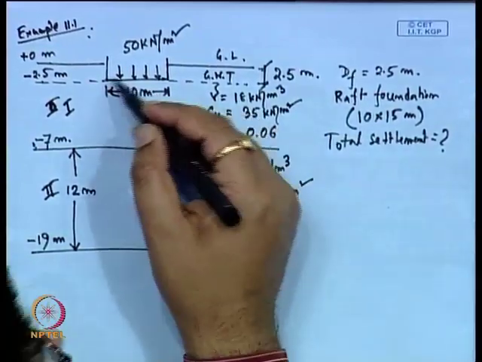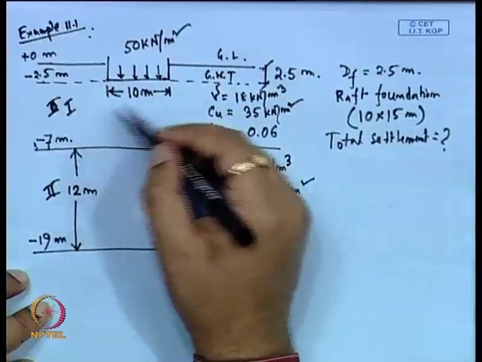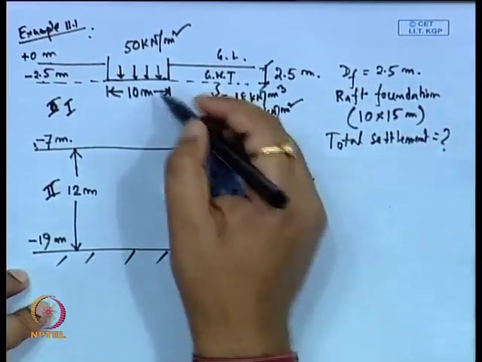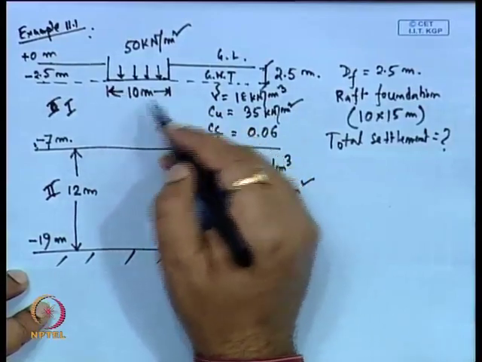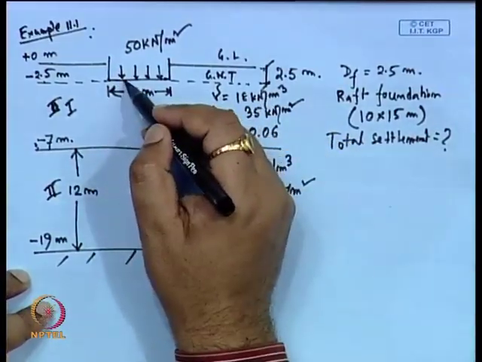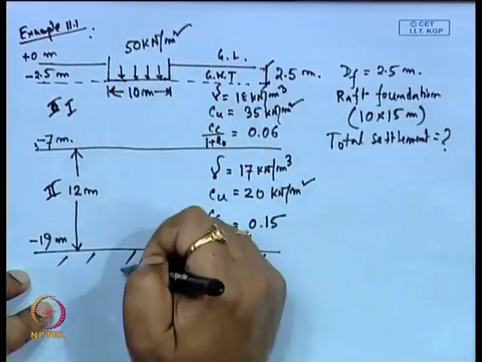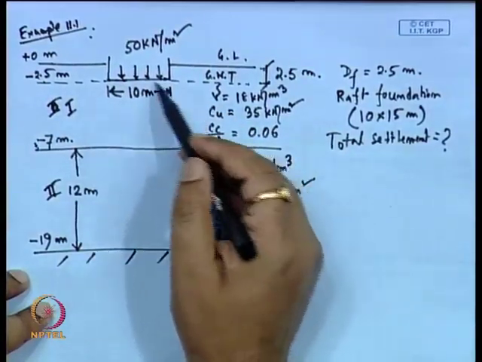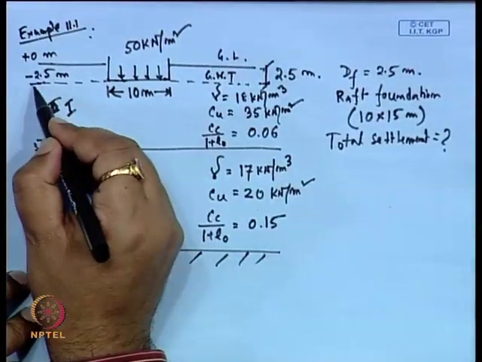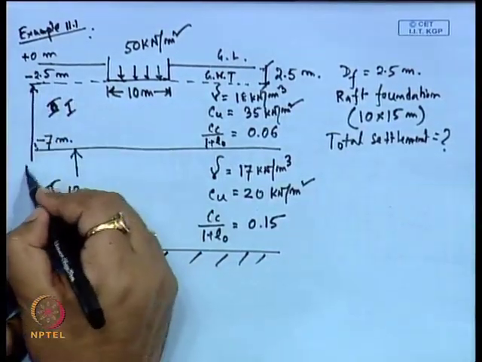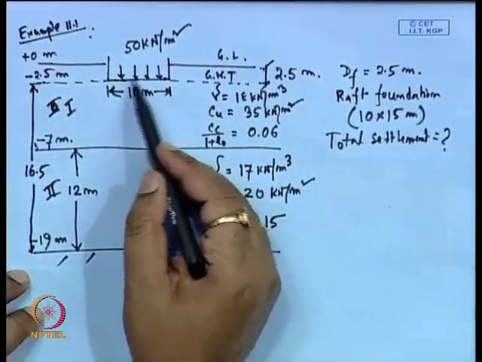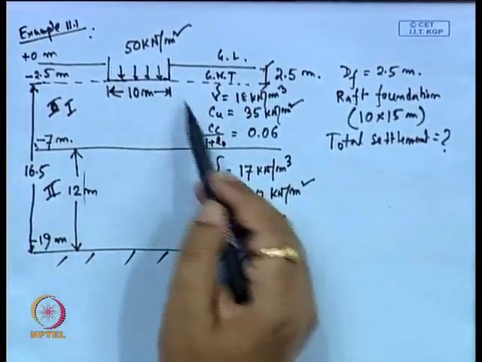Now, as I have mentioned, for the settlement calculation, the thickness here, this one is the hard strata or the rock. So, the influence zone for the settlement calculation is twice B, and B here is 10 meter. So, the influence zone is 20 meter, but below the base of the foundation, the total thickness of the soil layer is 16.5 meter. So, the influence zone is 20 meters, and we will consider this total soil layer.